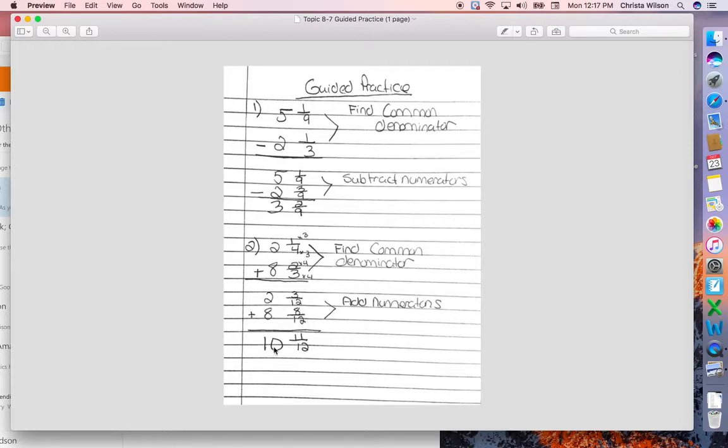Now I add my whole numbers. 2 plus 8 is 10. Then I add my numerators, my fractions with their common denominators now. So 8 plus 3 is 11. I bring down my common denominator, which was 12, and I've added the two together.